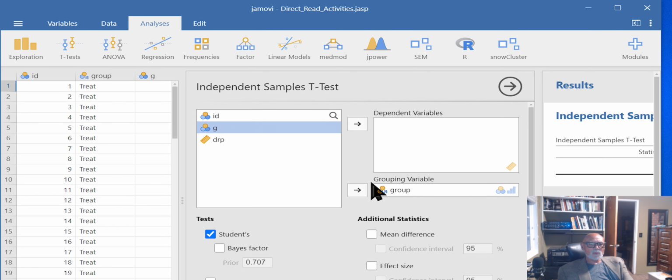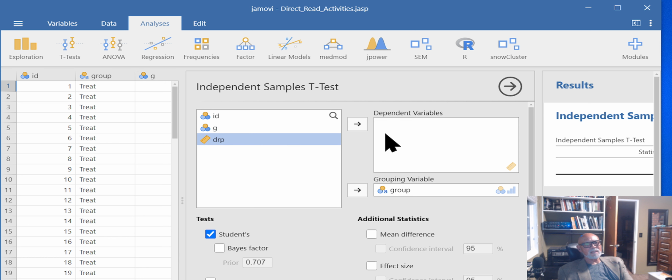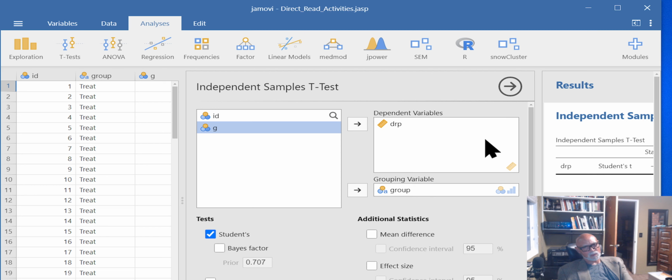So a t-test is where you have two comparison groups, and they are identified by a nominal grouping variable. And then you have a dependent variable, which is continuous. And this continuous variable must be approximately normal. And those are pretty much the assumptions that must be met.